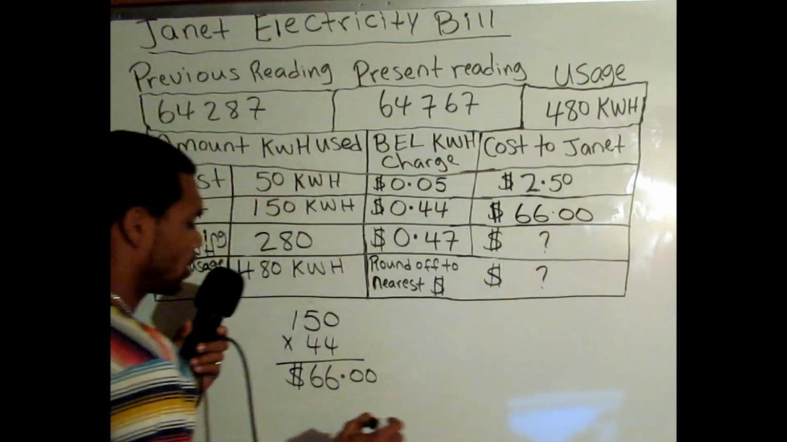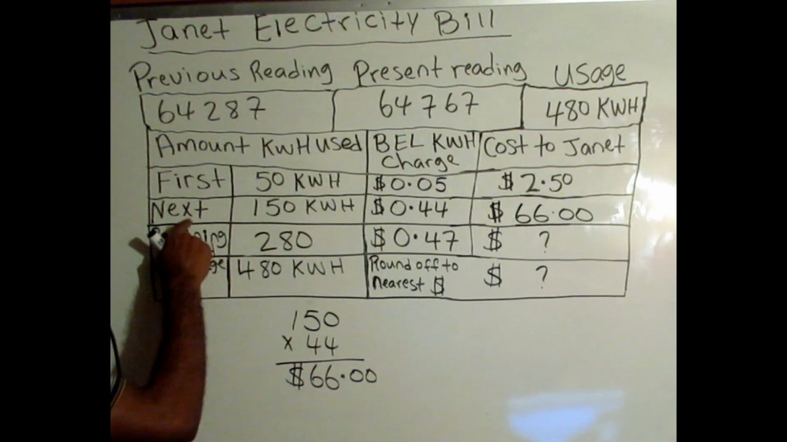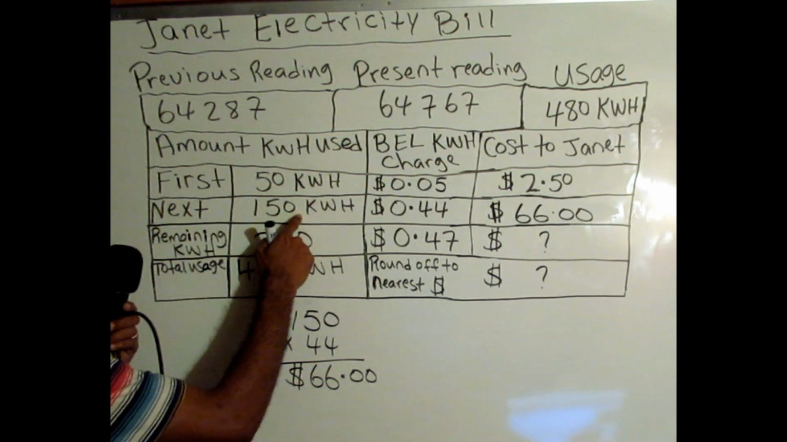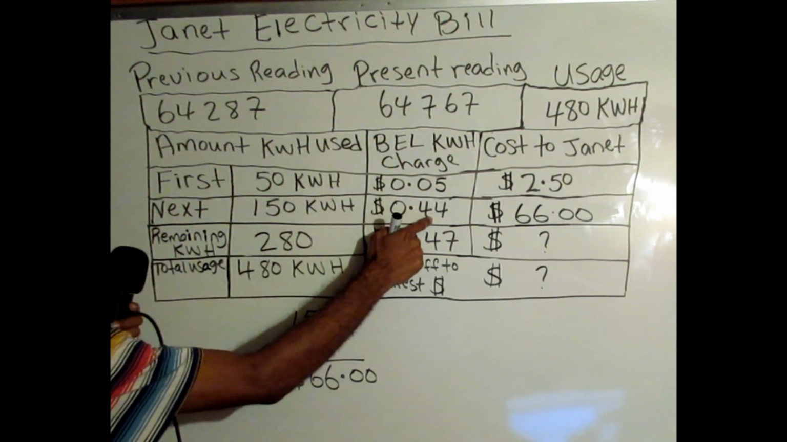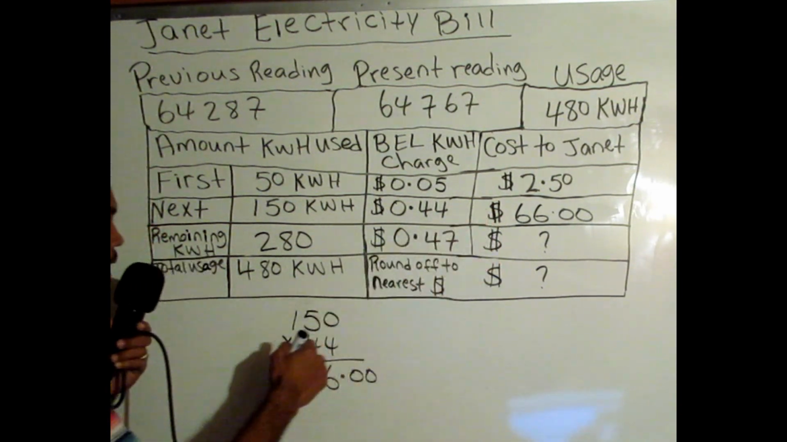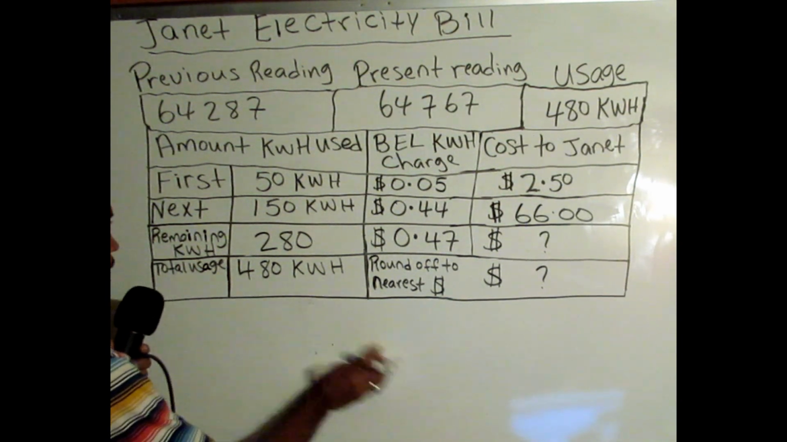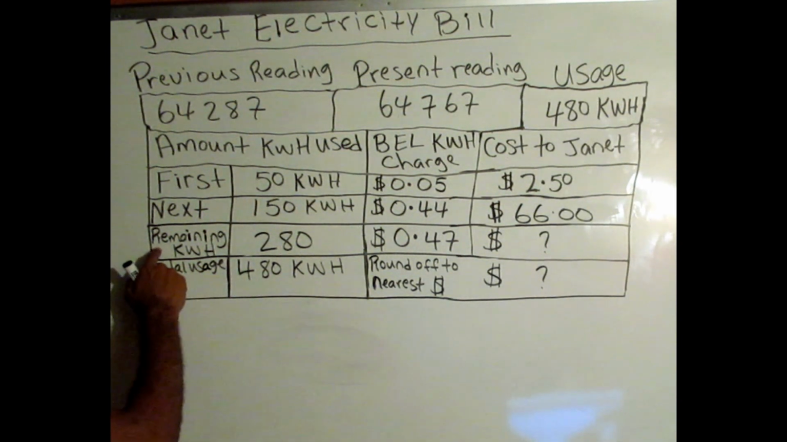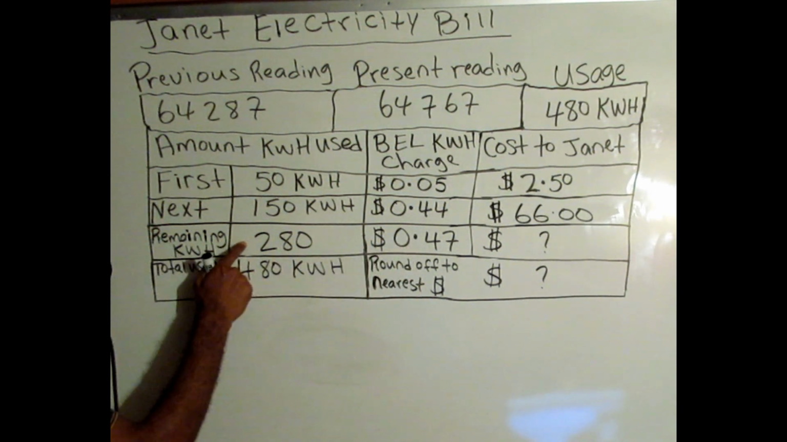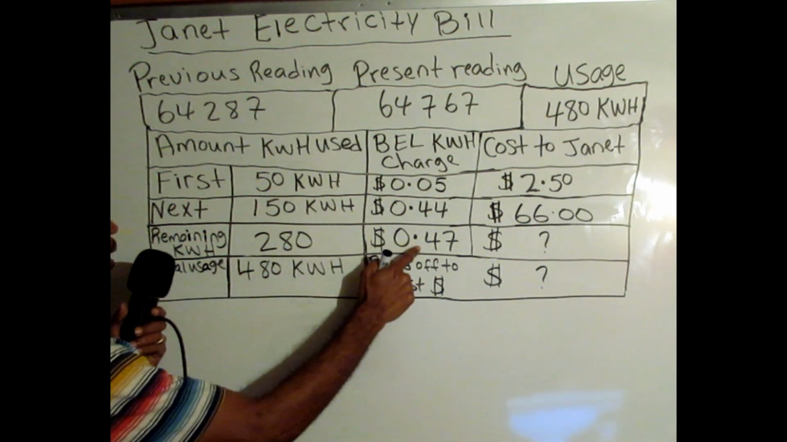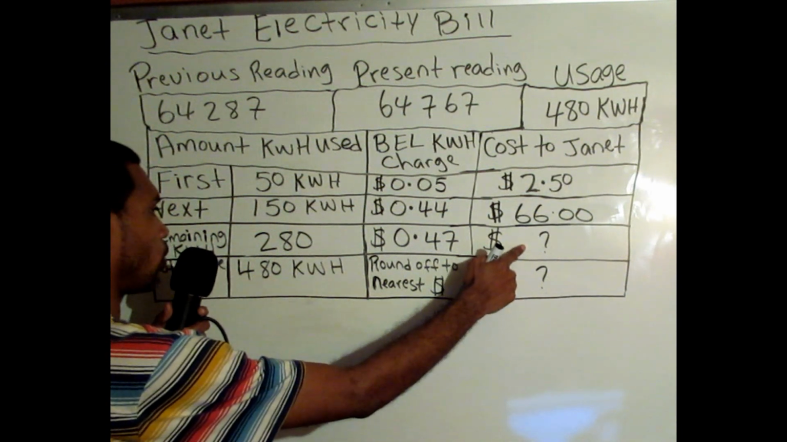So the next 150 kilowatts at 44 cents is $66. All right, so let's erase that. But before, remember how we get this $66? It says the next 150 kilowatts Janet used was 44 cents per kilowatt, and when we multiply this with this, we get $66. So let's erase that. Then we'll find the cost of the remaining 280 kilowatts. To find it, it's 280 kilowatts at 47 cents, so we have to multiply the 280 kilowatts Janet used by 47 cents, and that will tell us how much money is supposed to go here.